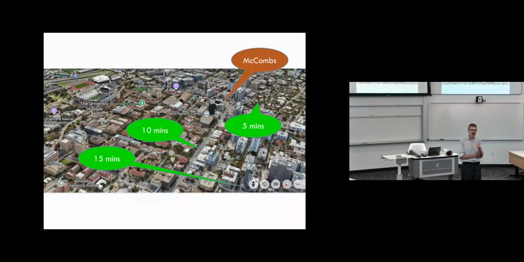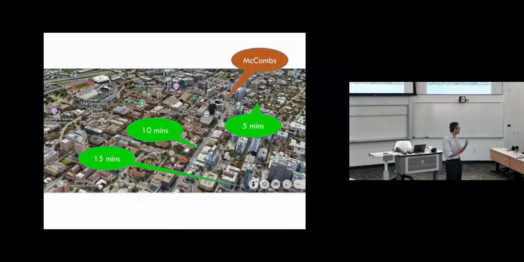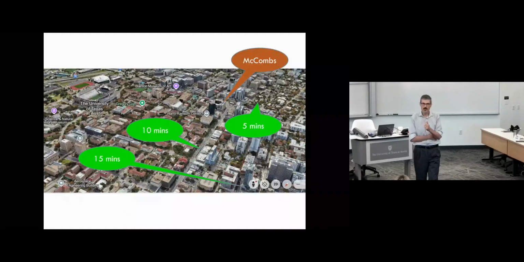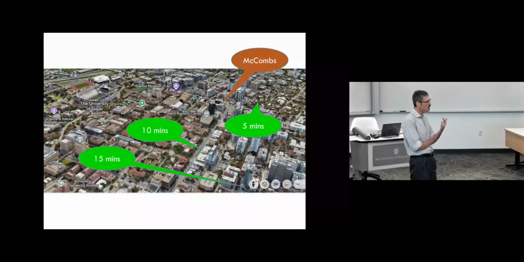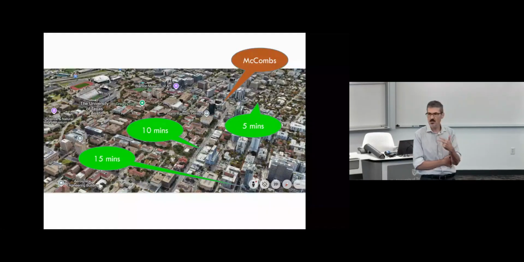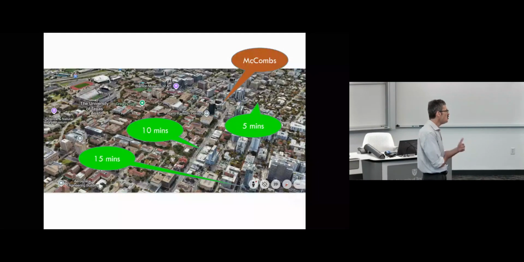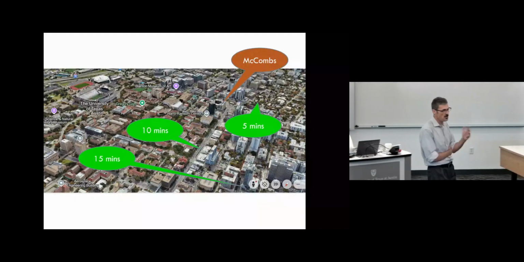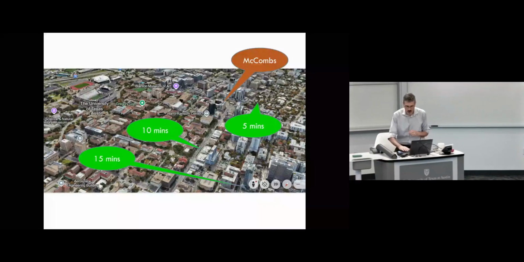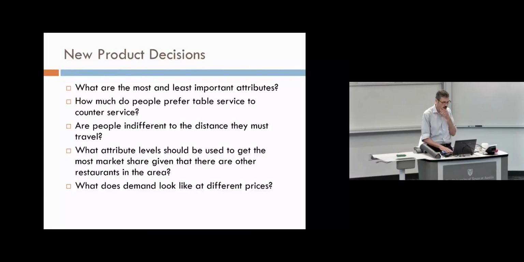So I've got 3 levels of cuisine. So the levels are Thai and barbecue and Mexican. I've got 3 levels of price. That makes sense, 10, 12, 15. And 3 levels of distance, 5, 10, 15 minutes away. And 2 levels of service, which is the counter service or the table service. So that's what I'm working with in terms of my attributes.